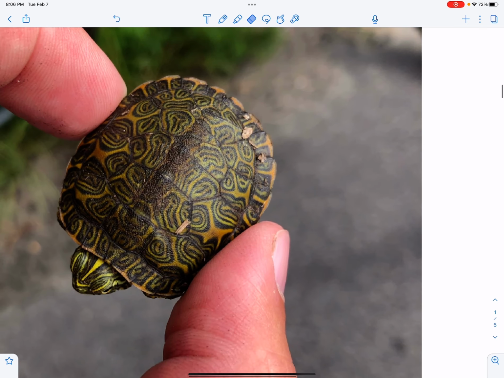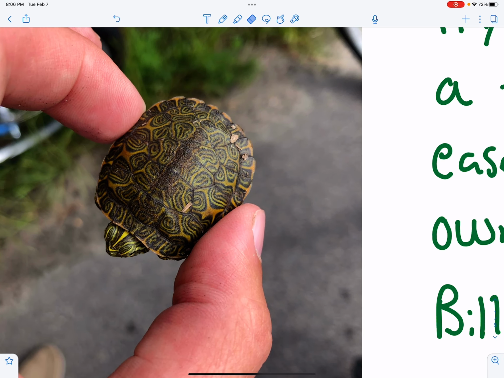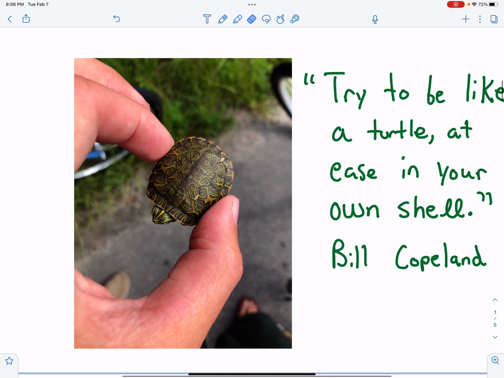Okay, cool little turtle there. I always thought that his shell looked like the shell of the Earth Kingdom in Avatar, The Last Airbender.